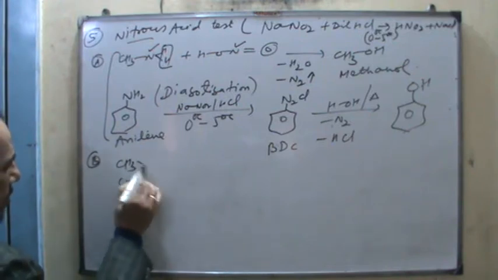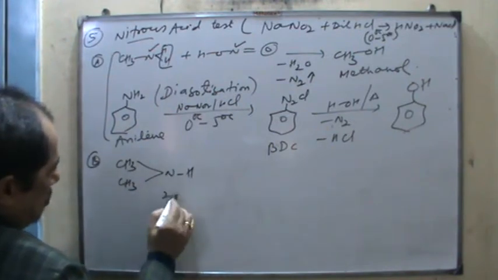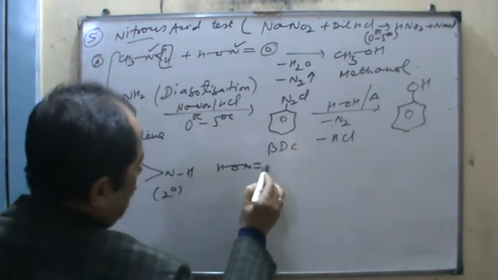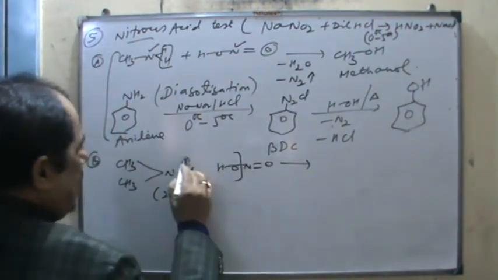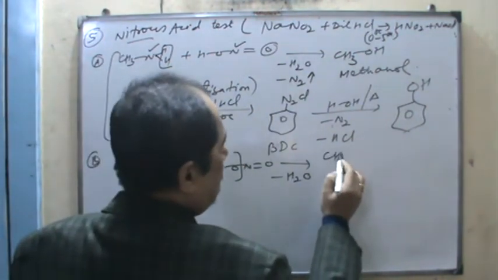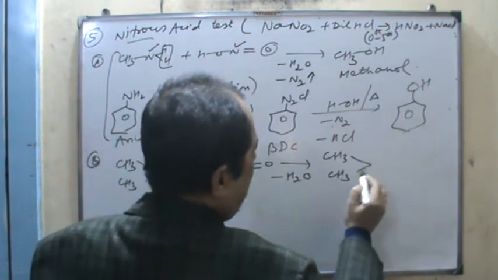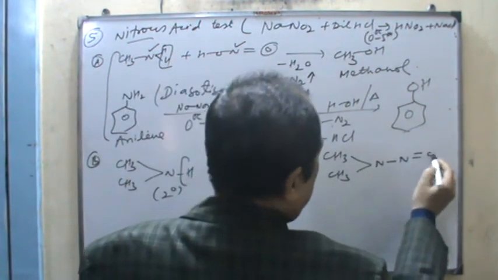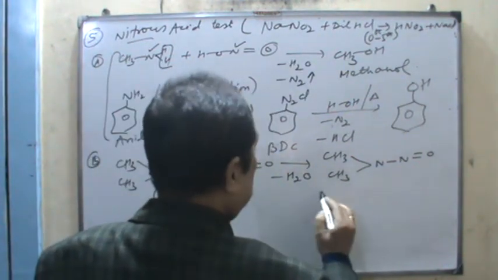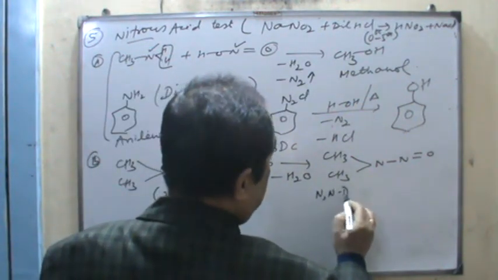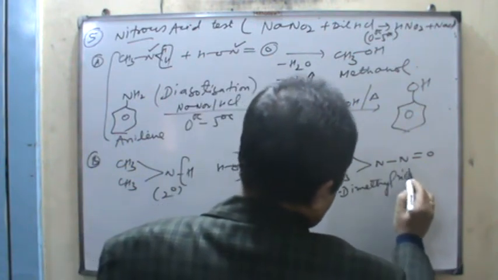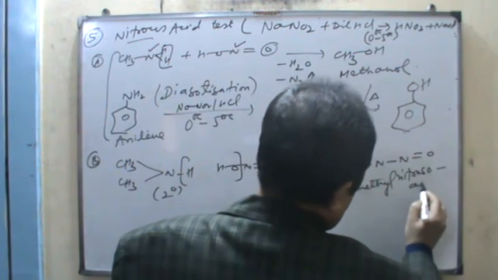You take a 2 degree amine, a secondary amine, and then nitrous acid, OH and H. Water is lost, N,N-dimethyl nitrosoamine, N,N-dimethyl nitrosoamine.